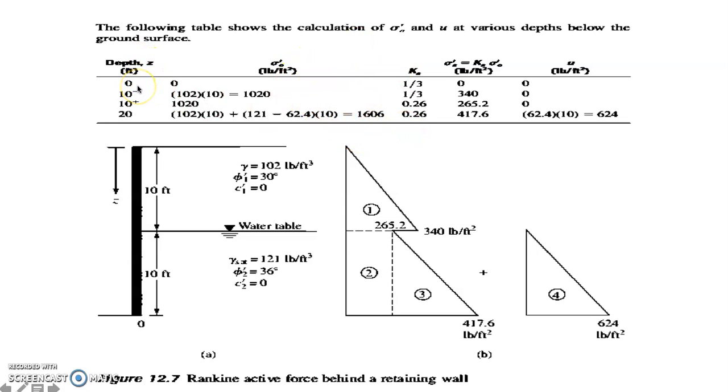So at certain depths: 0, 10 negative, 10 positive, and 20. This 10 negative is the location above the water table, at the top, when Z is equal to 0. This is the location for our active lateral earth pressure. This 10 positive is the location of the active force below.